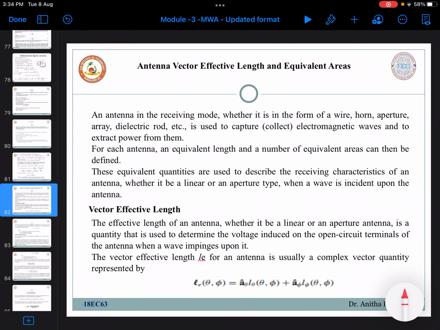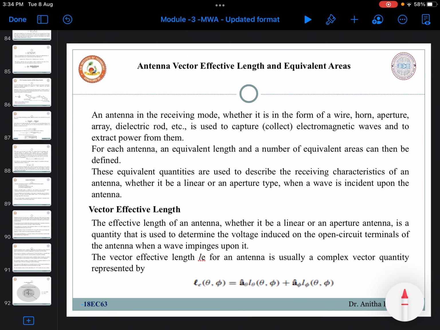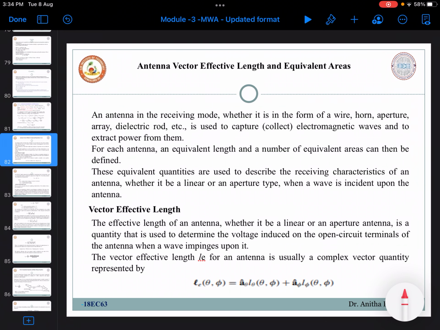Now coming to effective antenna vector length, effective length and the equivalent areas, followed by a few more parameters.